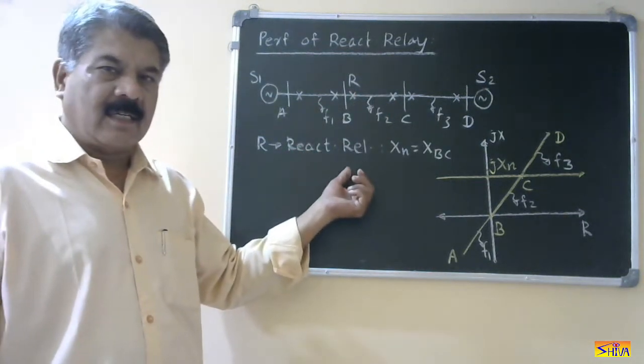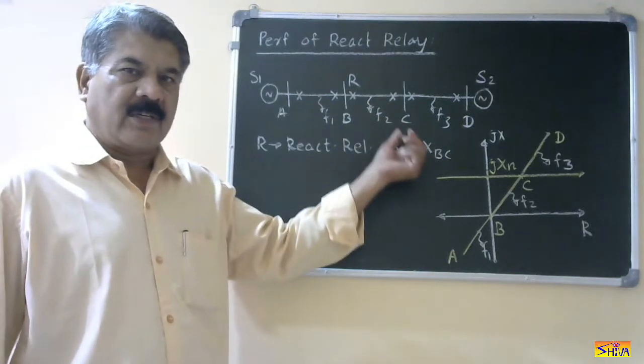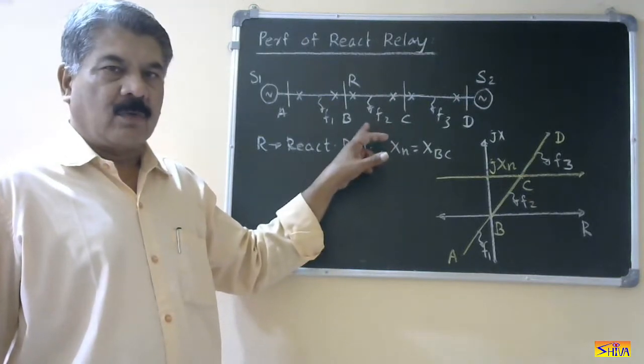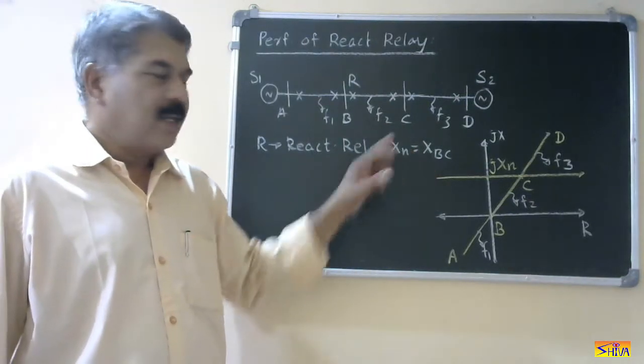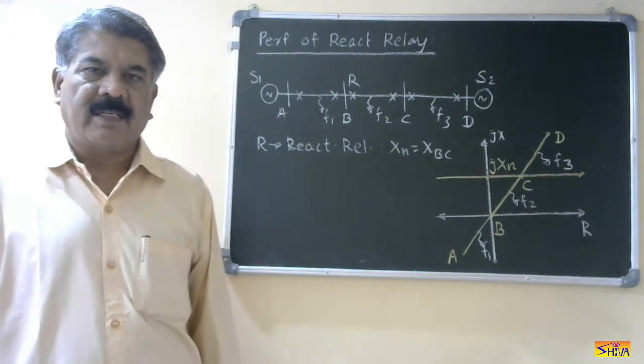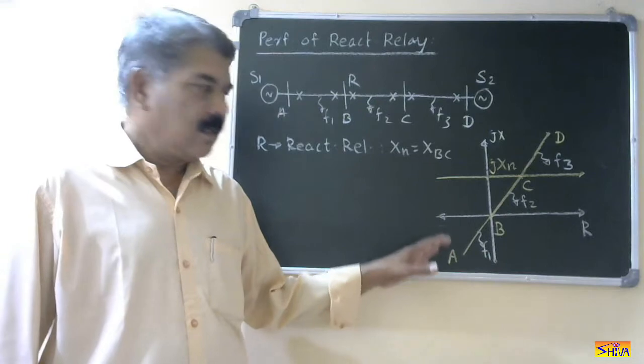Relay R is a reactance relay. It is used to protect line section BC. So its reactance setting will be Xn, that is equal to the reactance of line BC. So it is XBC.